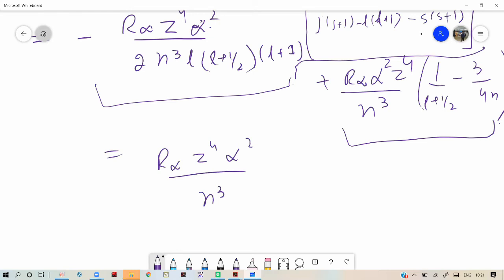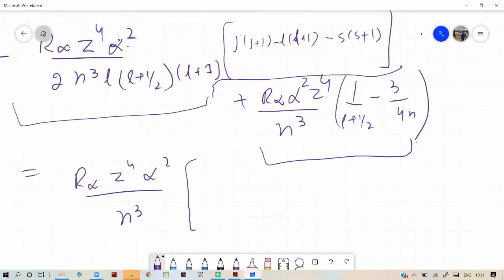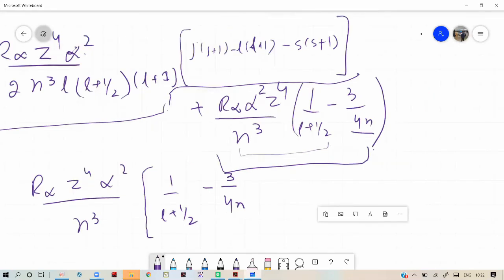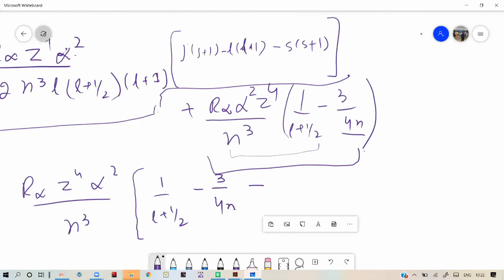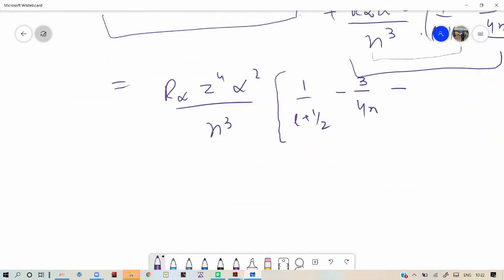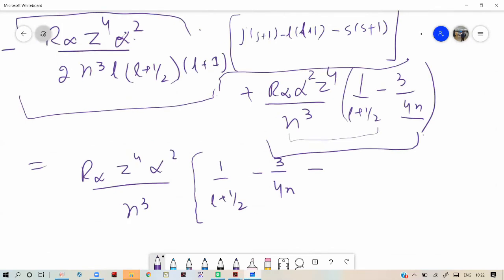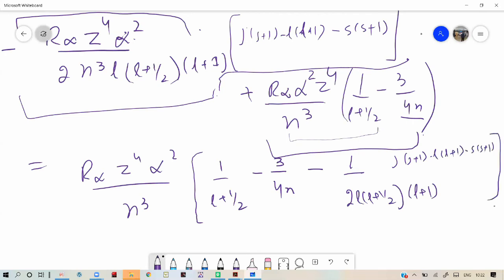So what I will do, I will put up a bracket here and I will write 1 over L plus 1 by 2. It is this term first. Minus 3 by 4n. So this part is complete. Now see here, minus 3 will be from this term. R infinity Z⁴ alpha square is already taken common, divided by n cube, so we are left with 1 over 2l into l plus half into l plus 1 into j into j plus 1 minus l into l plus 1 minus s into s plus 1. This is it.